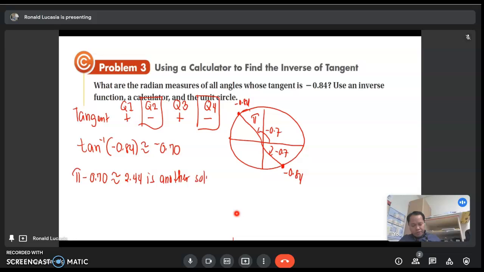The 2.44 is 3.14 minus 0.70. So you can write the radian measures of all the angles whose tangent is negative 0.84 as negative 0.70 plus 2 pi n and 2.44 plus 2 pi n, where n is any integer.